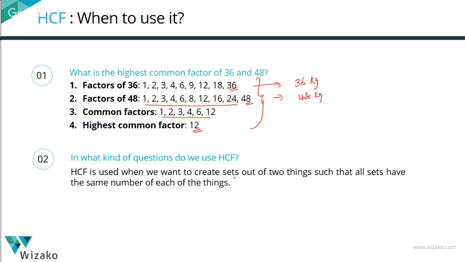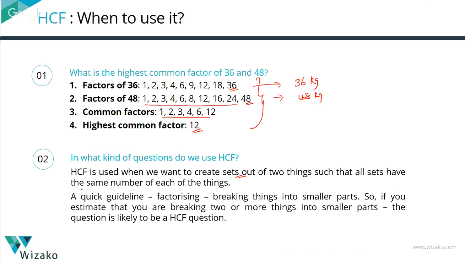So you're breaking things down into smaller pieces. You're creating sets out of them. And each of the sets will have to be of the same value. Then you're going to be going for HCF. So look for these keywords. Quick guideline is you're going to be factorizing. You're breaking things into smaller parts. So if you estimate that you're breaking two or more things into smaller parts, you're dividing them, you're distributing them, then the question that we are talking about is an HCF question.